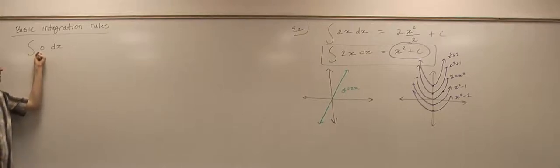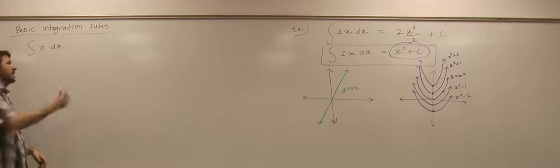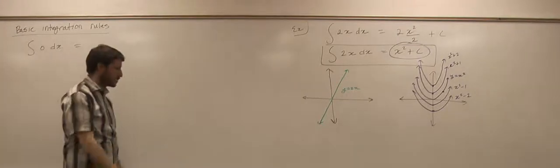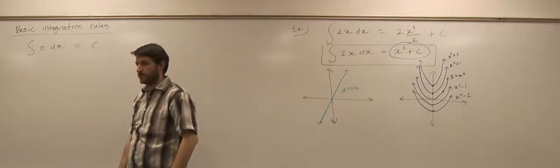So what is the antiderivative of 0? So what do you take the derivative of to get 0? Any constant.